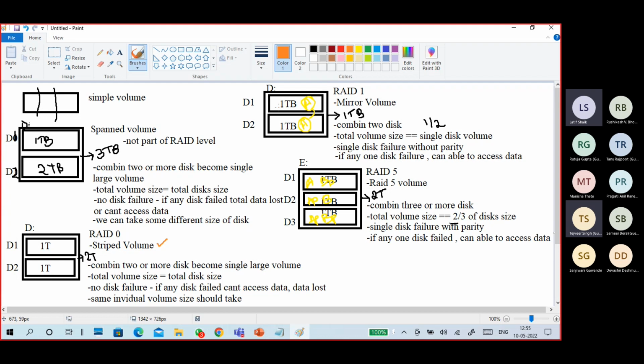If one of the disks fails, no problem. We can access the data. If you replace the disk with a new disk, the mirror will be broken. But important is, when the disk fails, we can still access the data. Without a parity means no parity bits are created here, so both disks maintain the same data. Okay, you are getting 50% of total disk volume. 2 terabyte plus 2 terabyte becomes 2 terabyte of disk volume only. So the D drive is 2 terabyte only. Like that, you will get it.